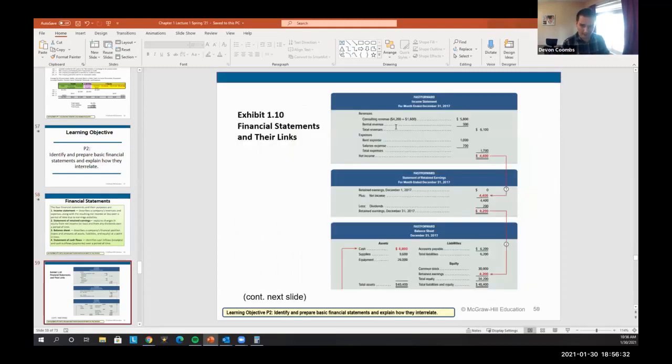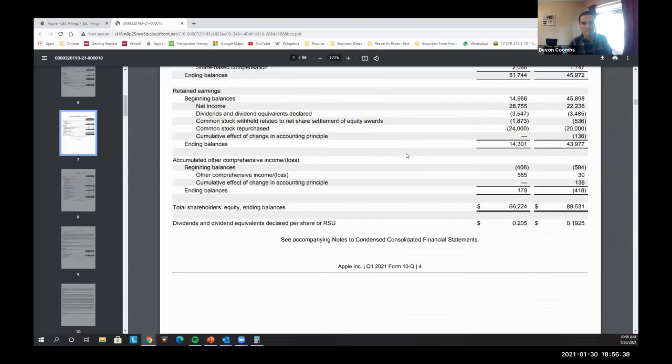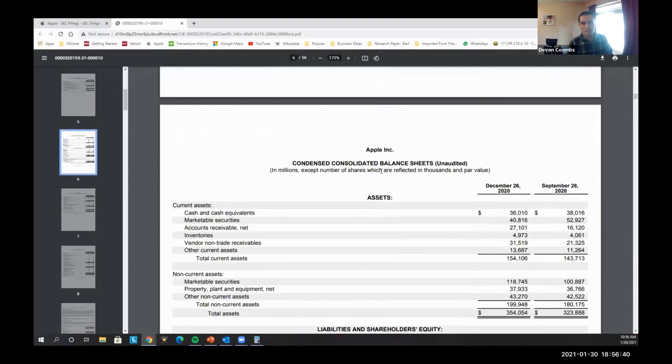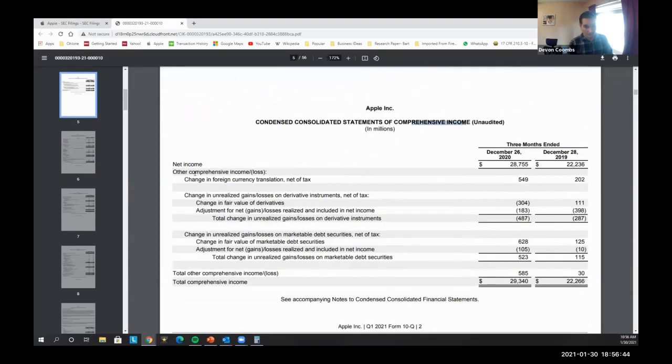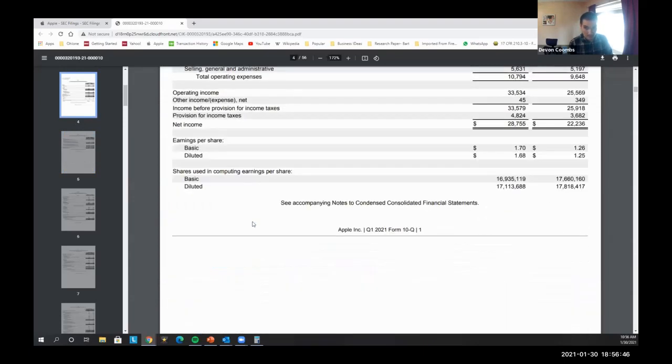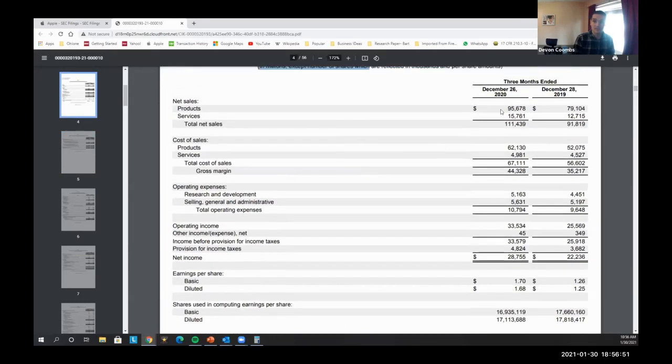And so that's what it looks like here, and that's what I was showing you with Apple earlier. So if we go to Apple, it has all of these statements. We talked about the balance sheet. They start with their income statement, also known as a statement of operations. They have their sales. How do they make their sales? Through products and services. They have a cost of sales, which gives sales minus cost of sales as our gross margin. And then our gross margin, less operating expenses.